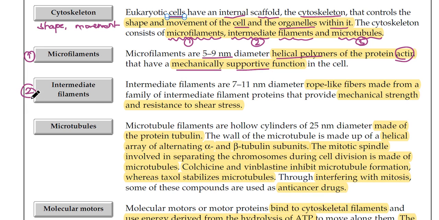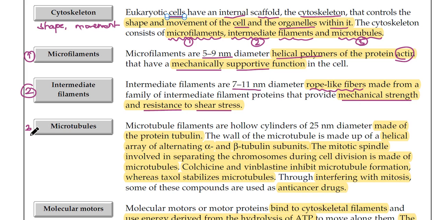Next is intermediate filaments. These intermediate filaments are slightly bigger than the microfilaments. They are about 7 to 11 nanometers in diameter and they are rope-like structures. They also provide mechanical strength and resistance to shear stress.